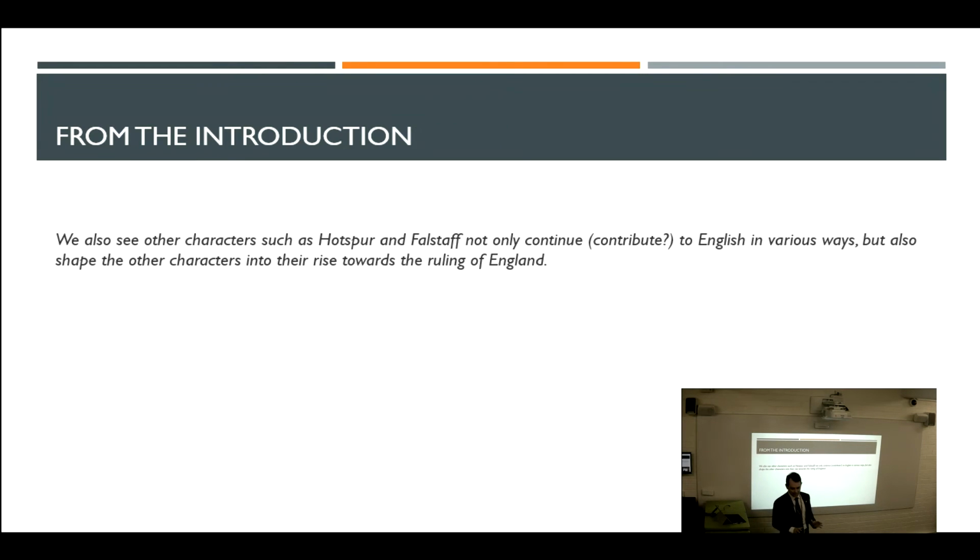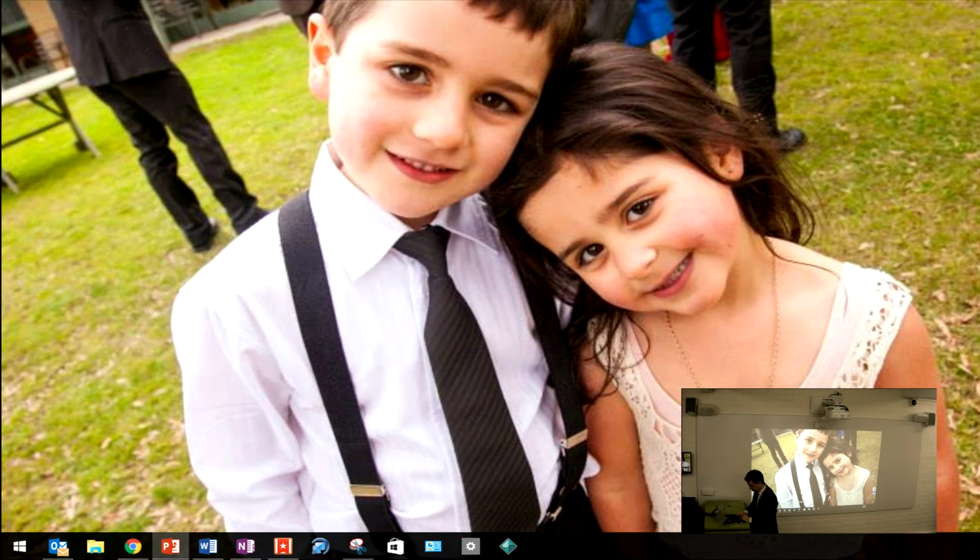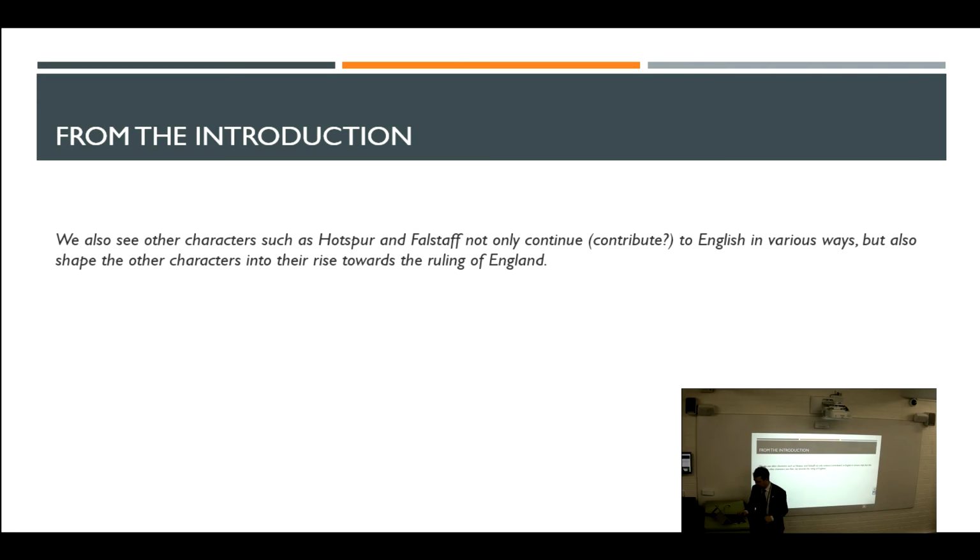Okay, so here are the sentences. Here we go. First one. We also see other characters such as Hotspur and Falstaff not only continue to English in various ways, but also shape other... Actually, that should be England. Oh no! Okay, I can't remember. It might be English in various ways, but also shapes the other characters into their rise towards the ruling of England. Just note down now. What are some things that need to be improved here?